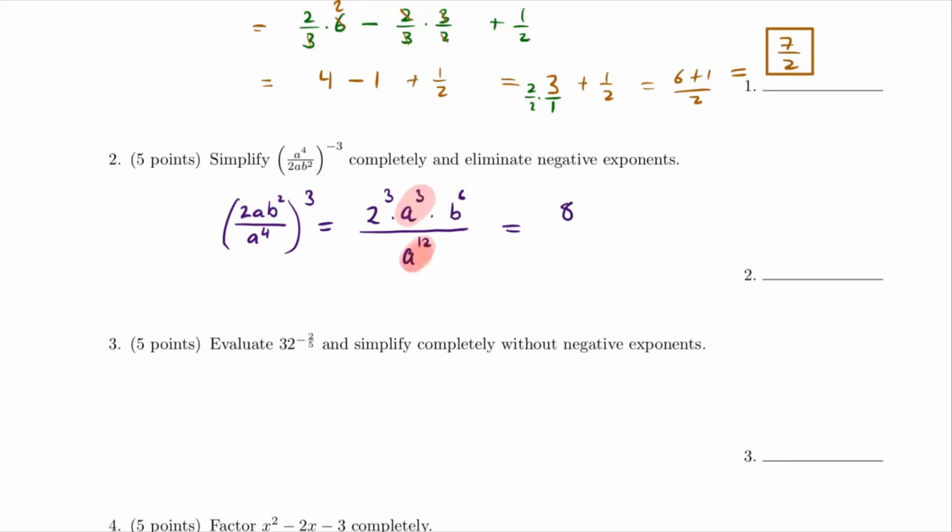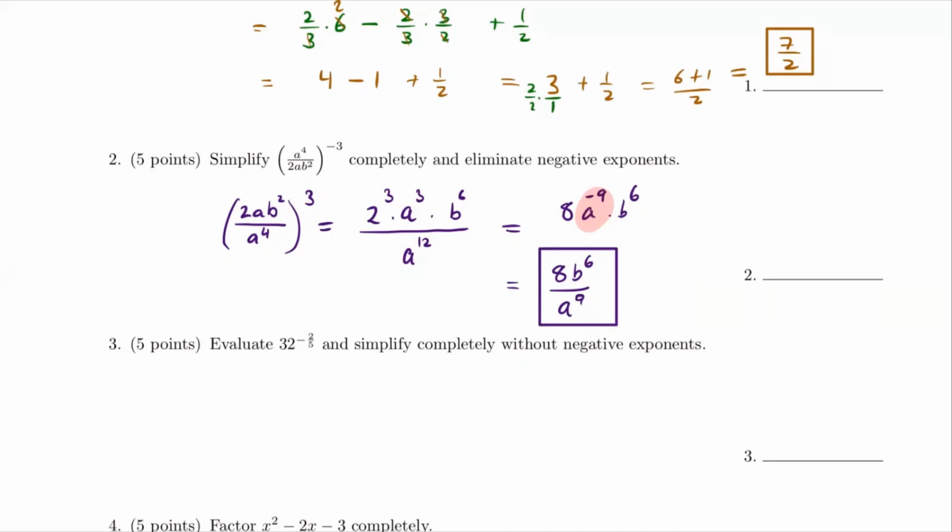Now here we can actually apply another law of exponents. We can subtract them. So you will do a to the 3rd minus a to the 12. So that will be a to the -9. And then b is just b to the 6. So we can keep it like that. Now your goal is to always eliminate negative exponents. So we're going to drop this on the bottom. So our final answer would be 8b to the 6 over a to the 9th. So that will be our final answer with positive exponents.